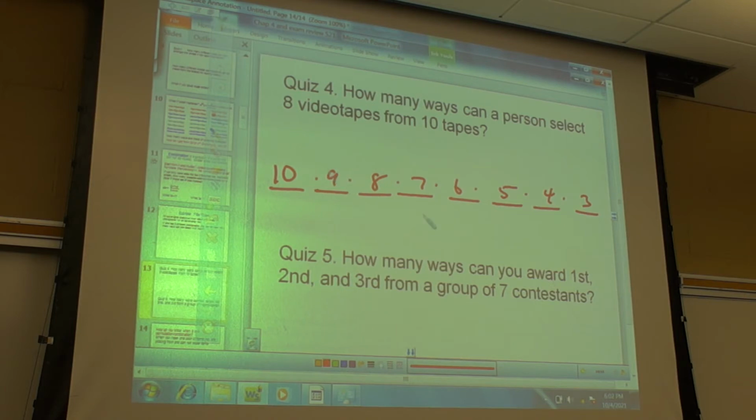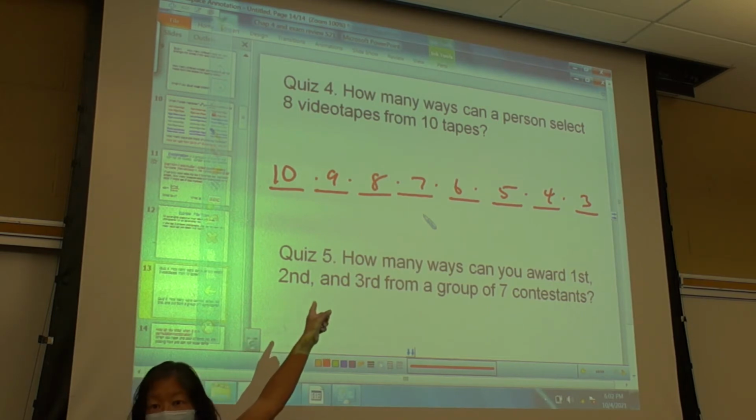Does order matter? Does it matter whether I picked Princess Bride first or Animal Kingdom? No. Does it matter? No, it doesn't matter which one I picked first. So since order doesn't matter, I'm just taking all these videos, these 8 that I've chosen, and throwing them into a bin. They can mix around in there any way they want. So order doesn't matter, it's chaos.